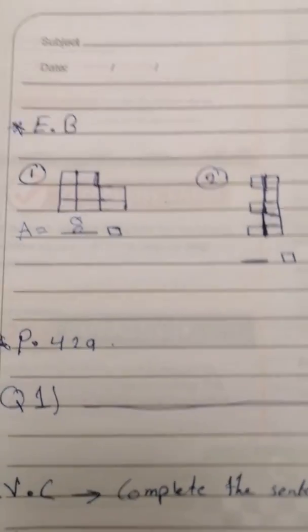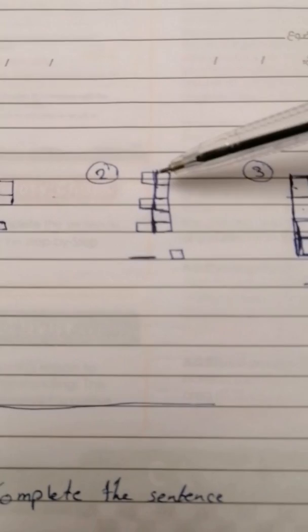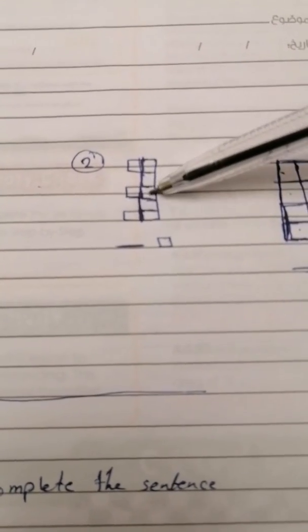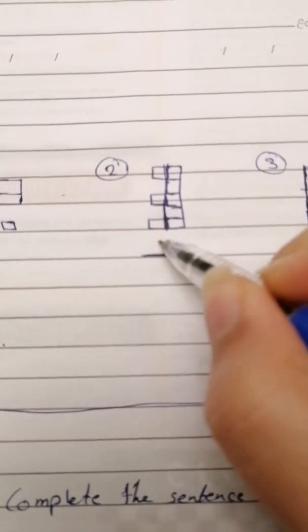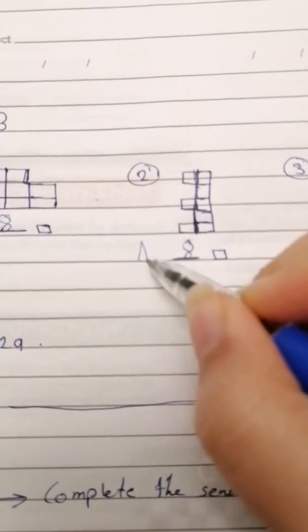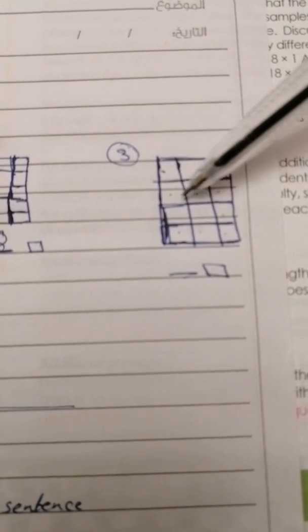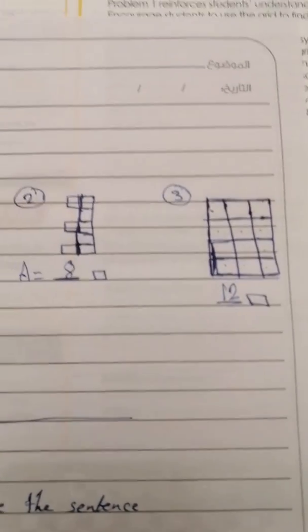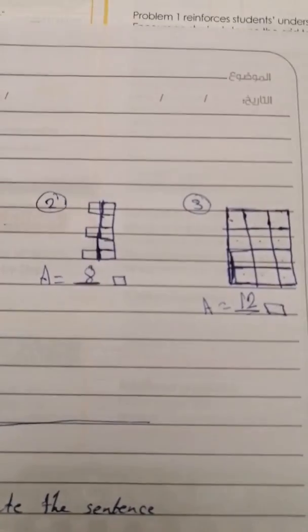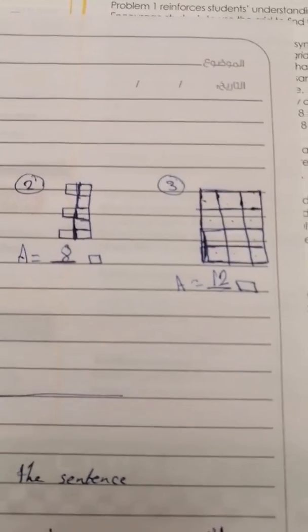equals 8 square units. Number 2, here, how many square units? 1, 2, 3, 4, 5, 6, 7, 8. So 8 square units. So area equals 8 square units. And here, number 3, how many square units do we have? 1, 2, 3, 4, 5, 6, 7, 8, 9, 10, 11, 12. 12 square units. So area equals 12 square units.